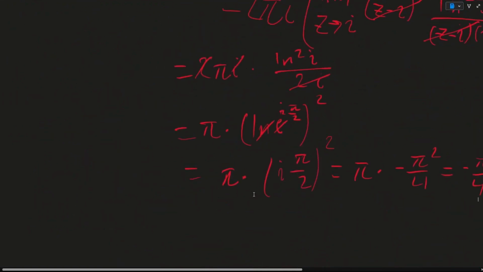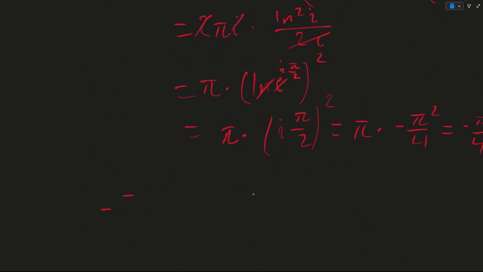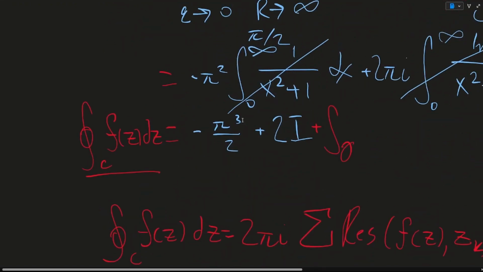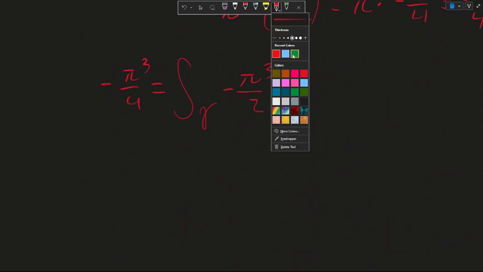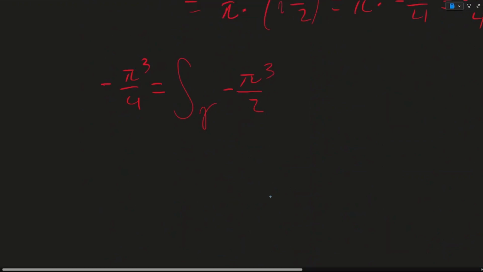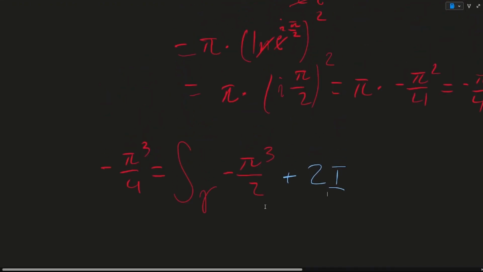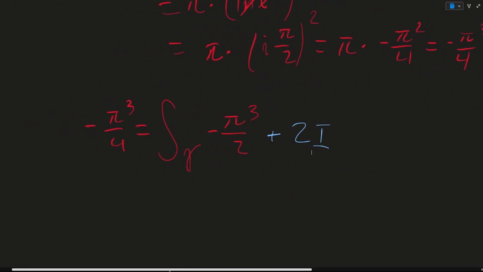And so we're left with negative π cubed over 4 is equal to the integral along gamma minus π cubed over 2, and then plus 2i, which is our real factor. So I'll change the color for that. Plus 2i.